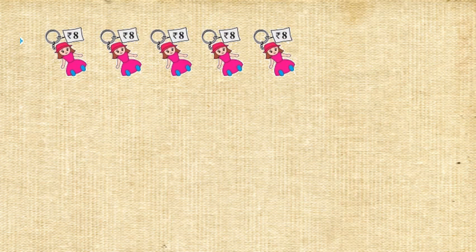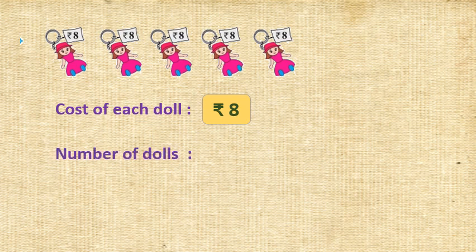You can see here dolls. The cost of each doll is 8 rupees. Correct? Now we will multiply rupees 8 by number of dolls. Means we will get the total amount to be paid to the shopkeeper. Correct? Okay, we will write cost of each doll is rupees 8. Okay, and how many dolls are there? Number of dolls 1, 2, 3, 4, 5. 5 dolls are there, isn't it?